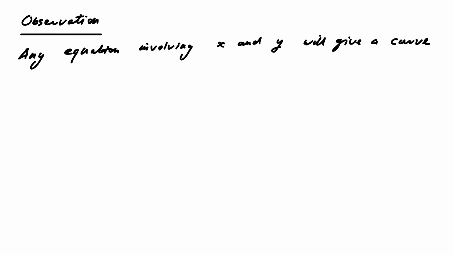We'll give a curve in the xy plane. So it's all positions x comma y which satisfy the constraint given by the equation. So I think let's do an example.